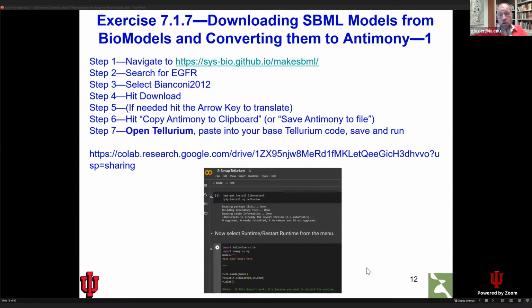And I'm not saying you have to do it in Colab. If you have a local install of Tellurium, and you'd rather do it there, that's fine. If you're using NanoHub Tellurium, that's fine too. The only thing that would be different in Colab is that you have these 2 lines of code to install Tellurium at the beginning, but you might not have them in your other installs.